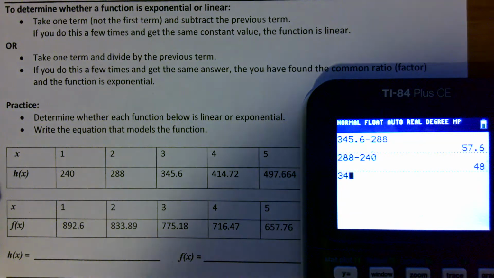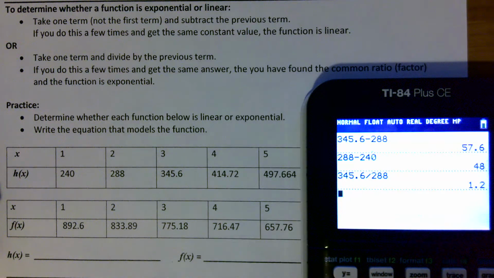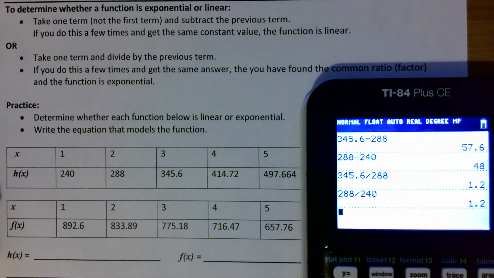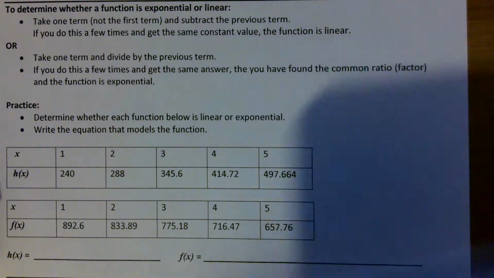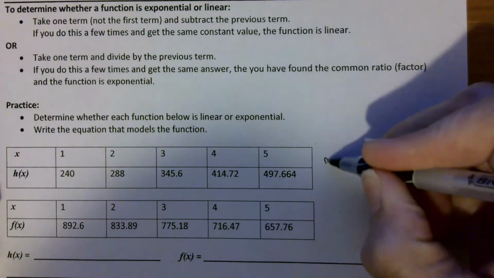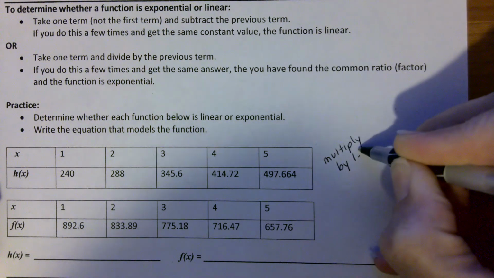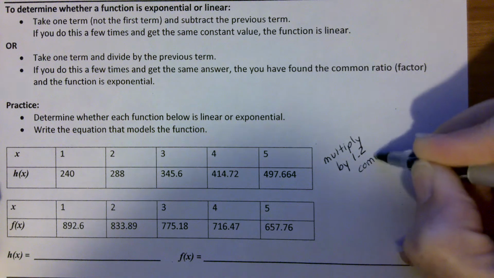I'm going to take 345.6 and I'll divide by the previous term, 288, and I get 1.2. Let's try that again with a different pair of terms. I have 288 divided by the previous term, 240, and I get 1.2. So I know this is exponential because to get to each term, I'm going to multiply by 1.2. That's my common ratio.